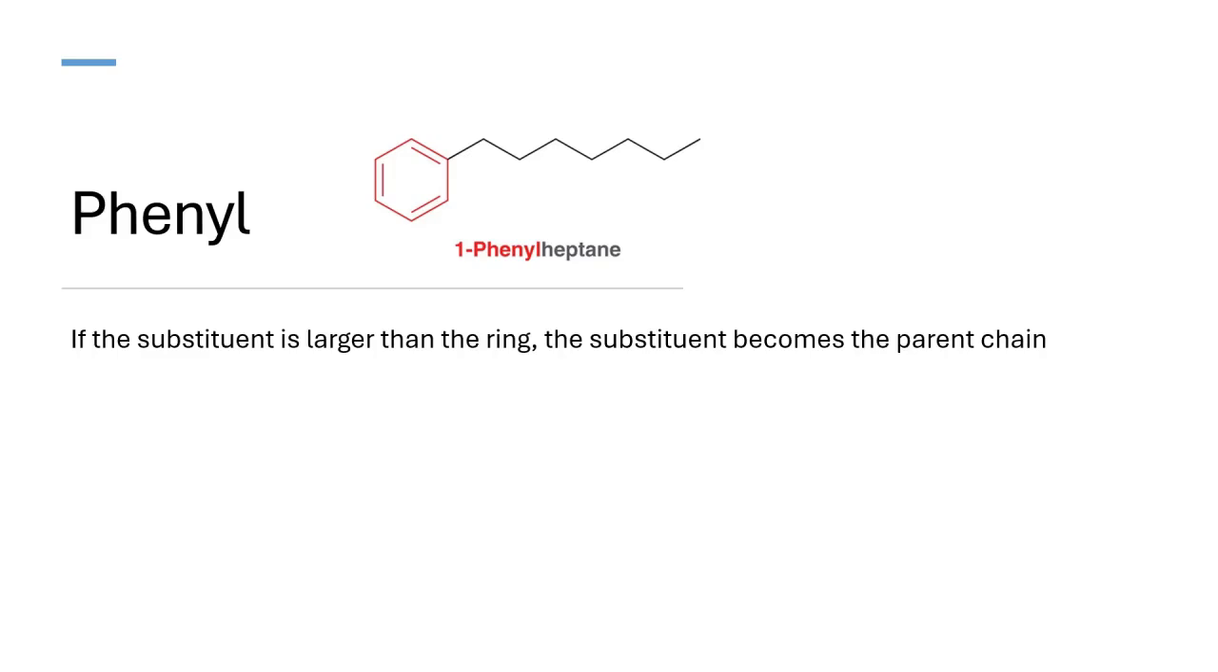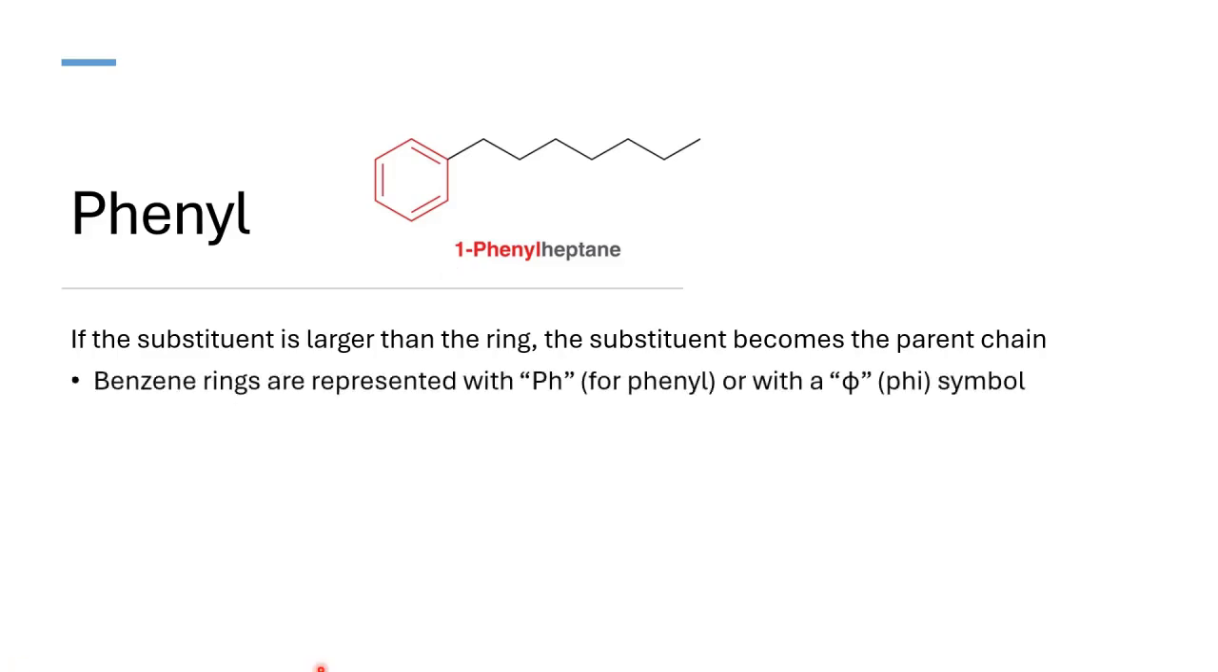Phenol. If the substituent is larger than the ring, the substituent becomes a parent chain. For example, in this parent chain, there are 7 carbons, so it gets the name heptane, and therefore the benzene ring becomes the branch. The name for the branch is phenyl. It is on carbon number 1.